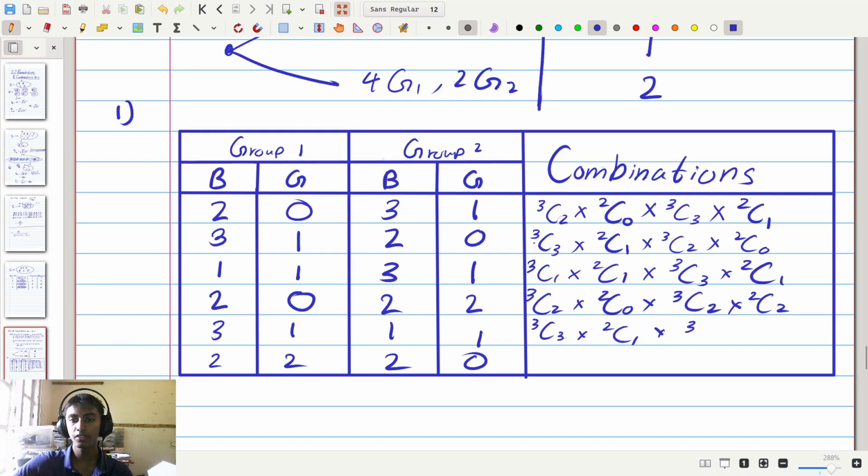We have 3 choose 1 for the boys from group 2, and we have 2 choose 1 for the girls from group 2. And finally, we can see we have 3 choose 2 times 2 choose 2 times 3 choose 2 times 2 choose 0, the total number of combinations for the last option. So here we can see we have isolated all of the cases and individually found the total number of combinations for each of those cases. Now that we've done this, we can add all of these together to find the total number of combinations overall.